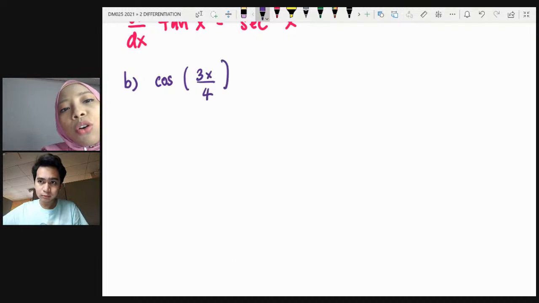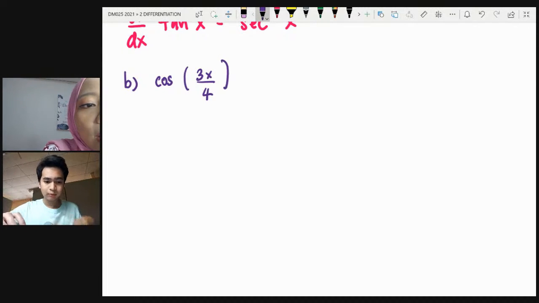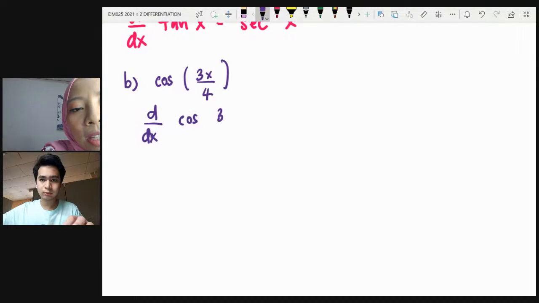If given cos of 3x over 4, and we are going to find the derivative of cos 3x over 4, the answer would be differentiate cos.